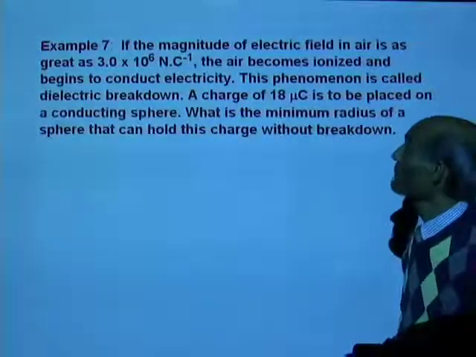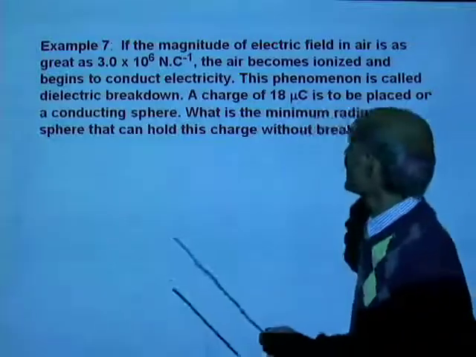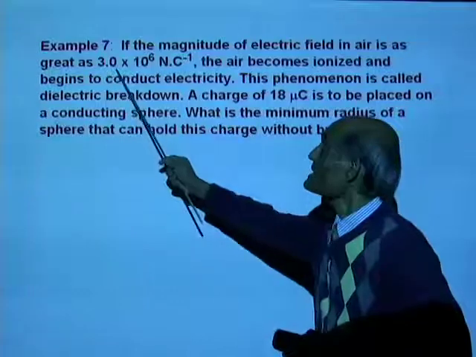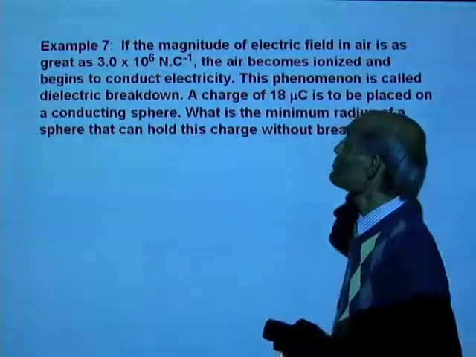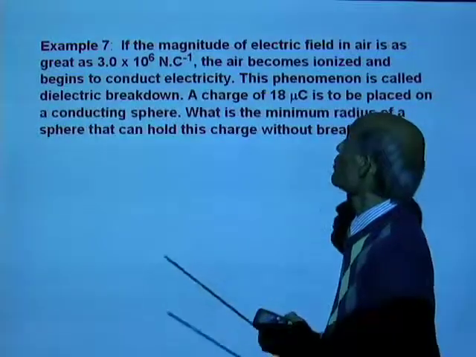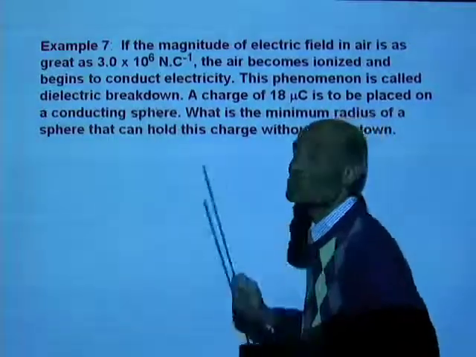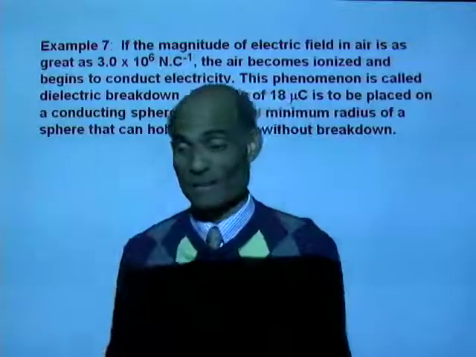Alright, let's do another one. If the magnitude of electric field in the air is as great as 3 times 10 to the 6 Newton per Coulomb, the air becomes ionized and it begins to conduct electricity.